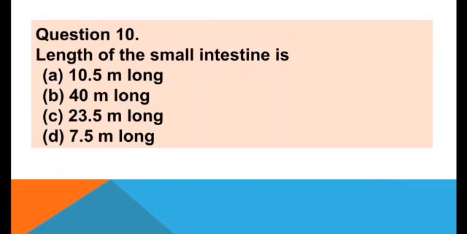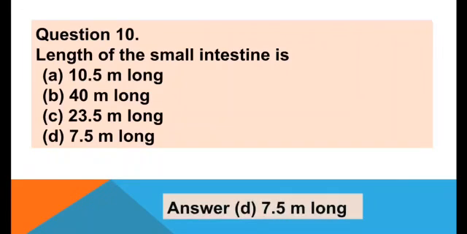Okay. Now we have question number 10. Length of the small intestine. Yes, you have to tell me the length, because I told you all the length of the small intestine and the large intestine. Your options are option A, 10.5 meter long, option B, 40 meter long, option C, 23.5 meter long, and option D, 7.5 meter long. And yes, it is 7.5 meter long. As you know, the large intestine is 1.5 meter long and the small intestine is 7.5 meter long.